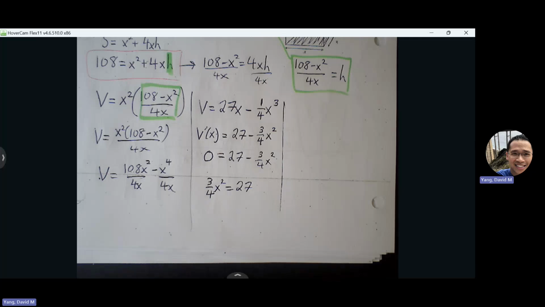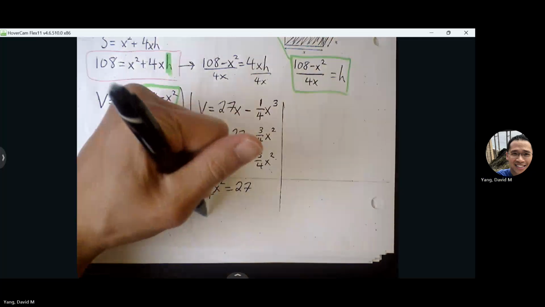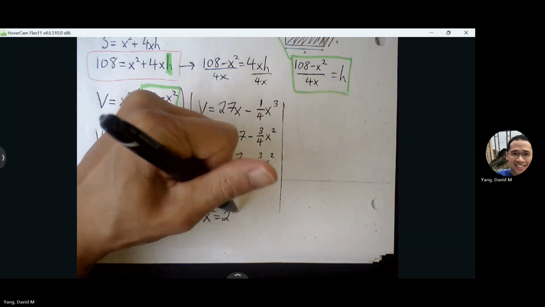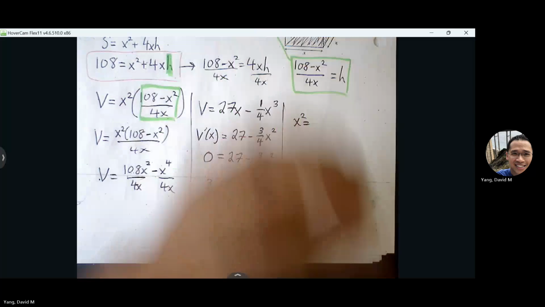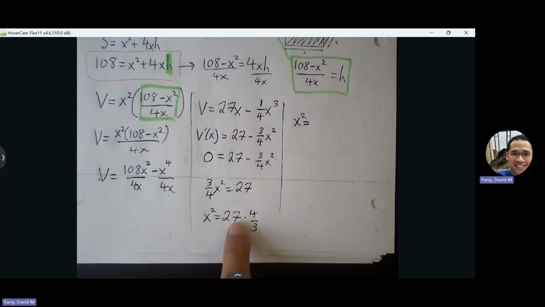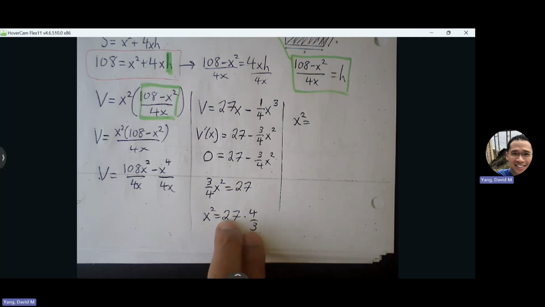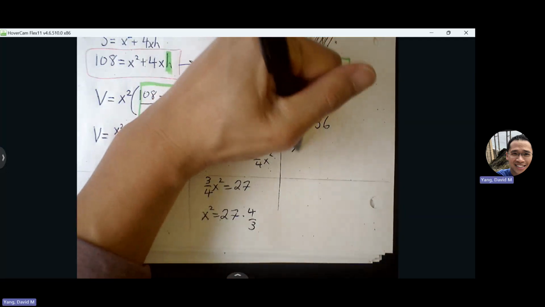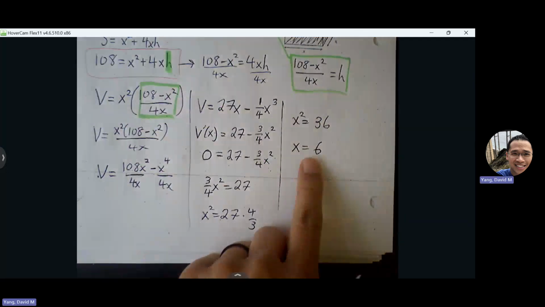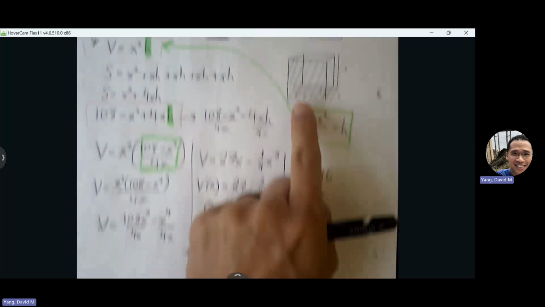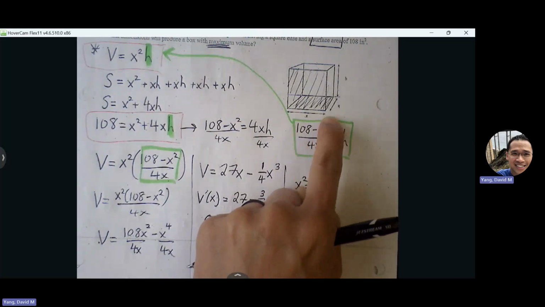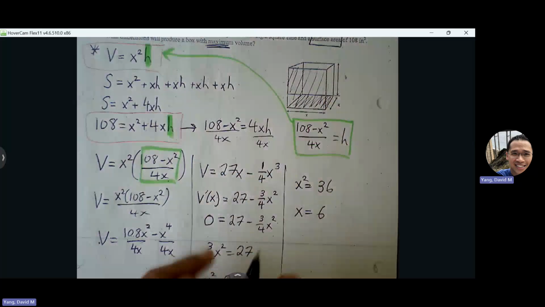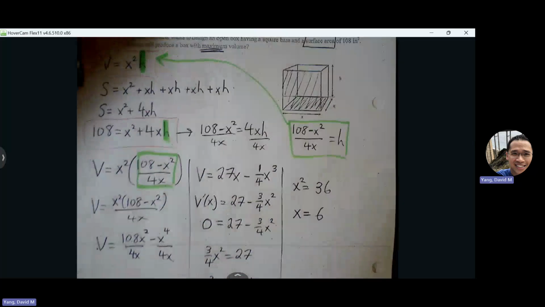Dividing by 3/4 is the same thing as multiplying by 4/3. I can multiply this out, or I can just see that the 27 and 3 can reduce to be 9. 9 times 4 is 36. So x is just equal to 6. We're not going to do -6 because -6 is not going to make sense for the fact that these are dimensions of a box. So x equals 6.